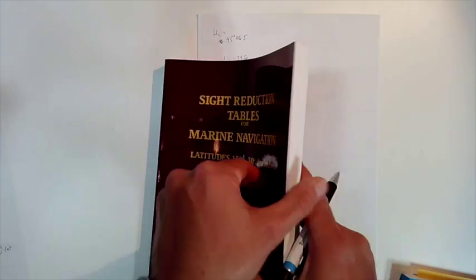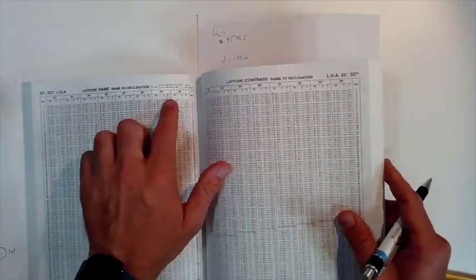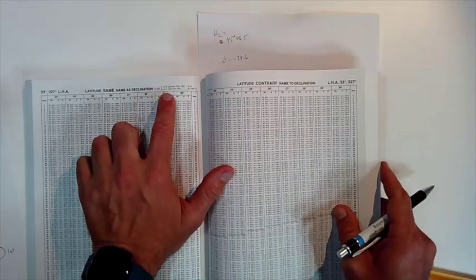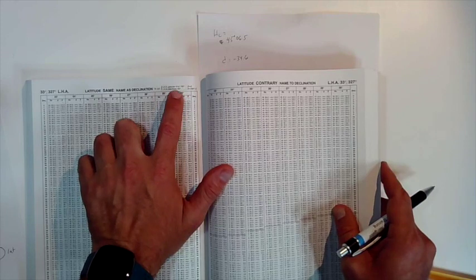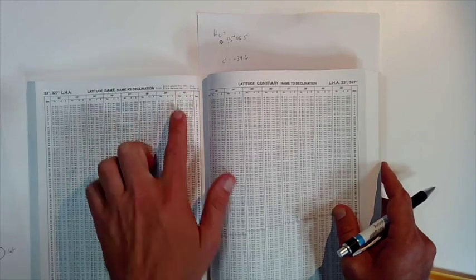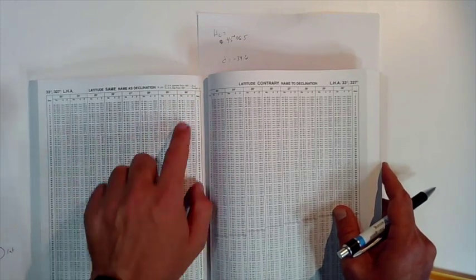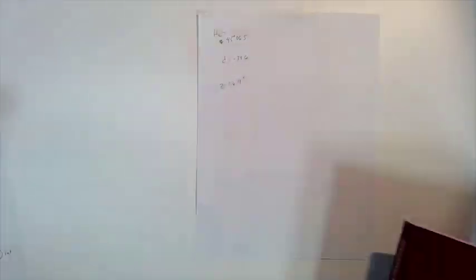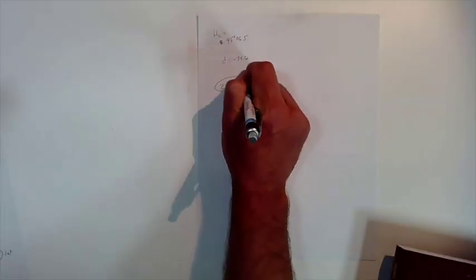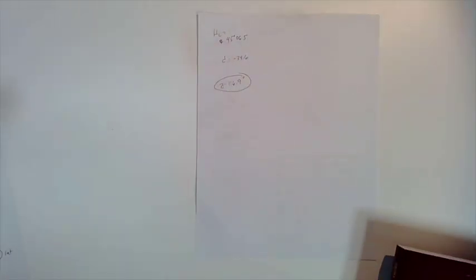So let's deal with Z first. It's quite easy. If you're in the northern latitude and your LHA is greater than 180, which it is in this case, then Zn is equal to Z. So no correction is needed. This is the direction from our position to the object up in space.